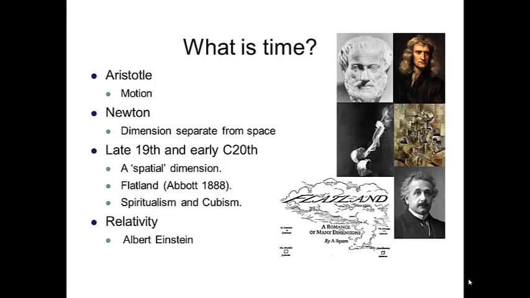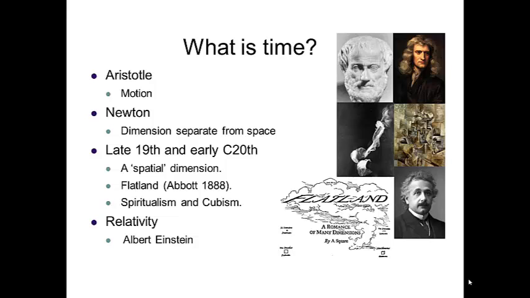In Newton's theory, time is separate from space. So Newton's theory of how planets orbit the sun and things like that. In the calculations, space is dealt with in one way, time is dealt with in another way. It's a separate dimension from space, something different from space.